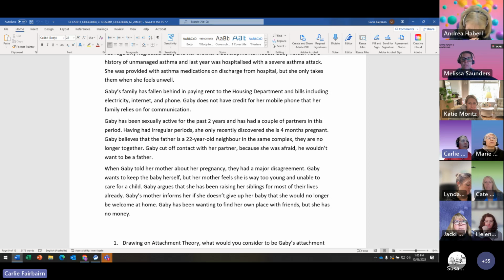Gabby cut off contact with her partner because she was afraid he wouldn't want to be a father. When Gabby told her mother about the pregnancy, they had a major disagreement. Gabby wants to keep the baby herself, but her mother feels she is way too young and unable to care for her child. Gabby argues that she's been raising her siblings for most of their lives already. Gabby's mother informs her if she doesn't give up her baby, she would no longer be welcome at home. Gabby has been wanting to find her own place with friends, but she has no money.